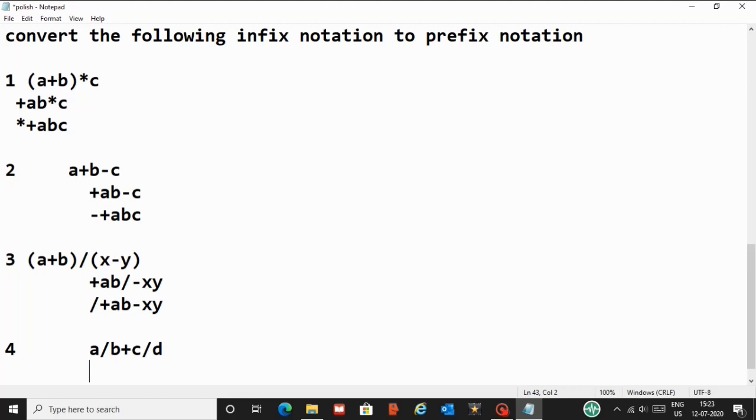Division has got a higher priority than addition. So there are no brackets here. I will purely go on precedence, and division has a higher priority than addition. I have to do division. But how many divisions do you have? You have two divisions here. So again it is left associative. I will do A by B, so it is by AB, and plus I will write as it is, by CD.